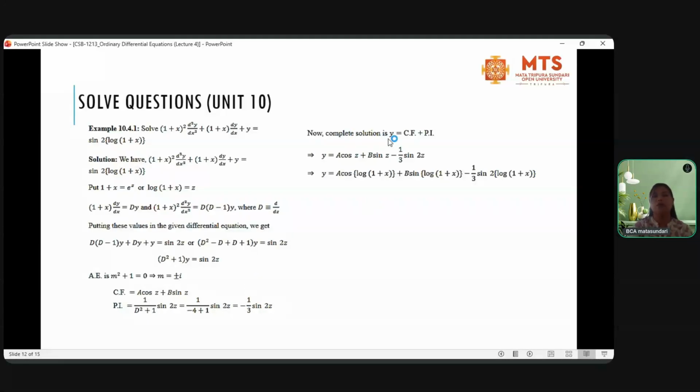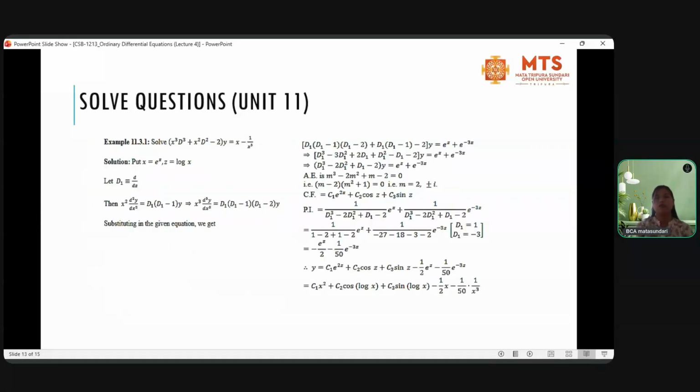Now the complete solution is y equal to CF plus PI. So what is the CF value? This one, and the PI value is this one. So we'll add these: y equals this plus this, and this is our final value, found from CF and PI.